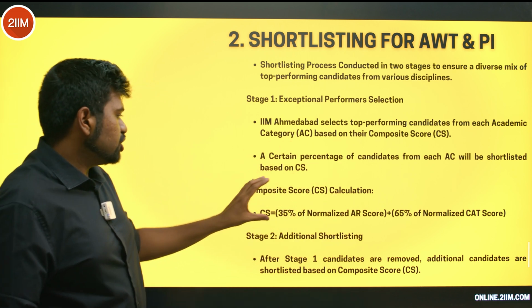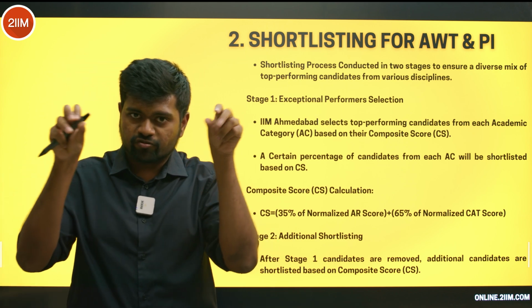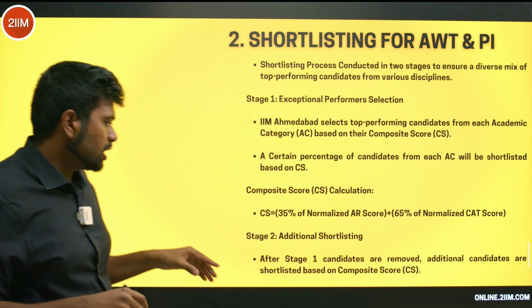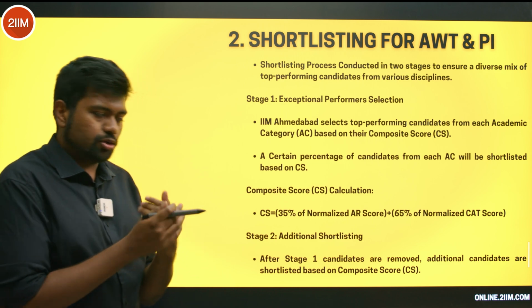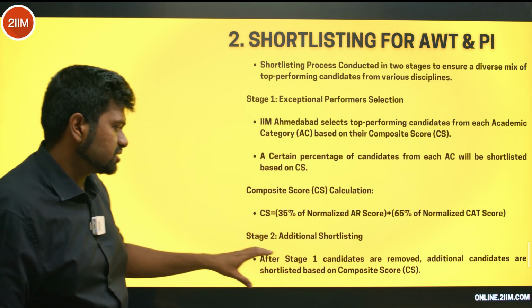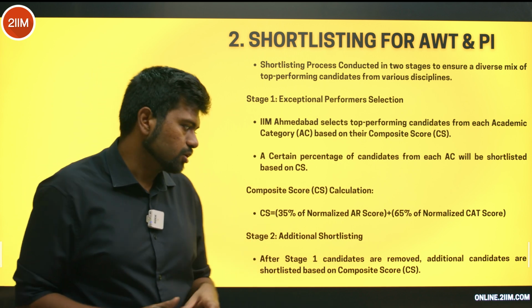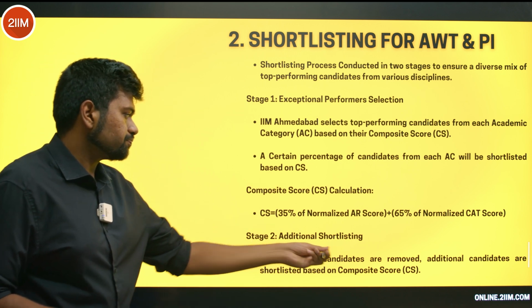Okay, they use the CS score in stage 1 to look for the really exceptional performers from each discipline, and then once they are done doing that, they open the gates, they pool everybody together, and they apply the same composite score and then select the remaining candidates that they want to call for the personal interview. All right, so that is stage 2.